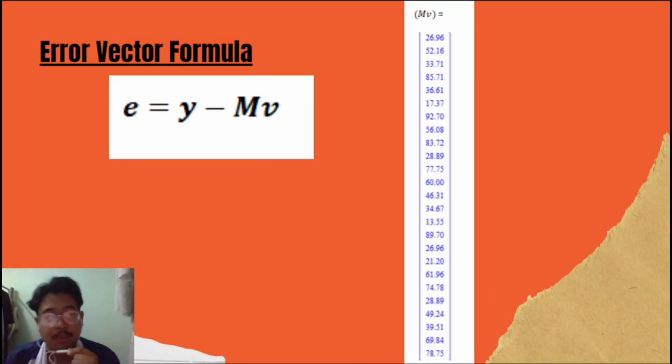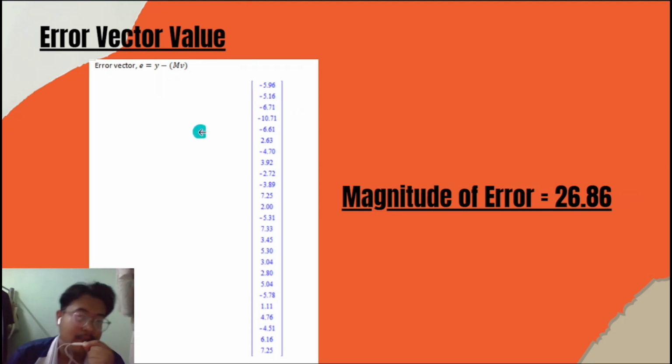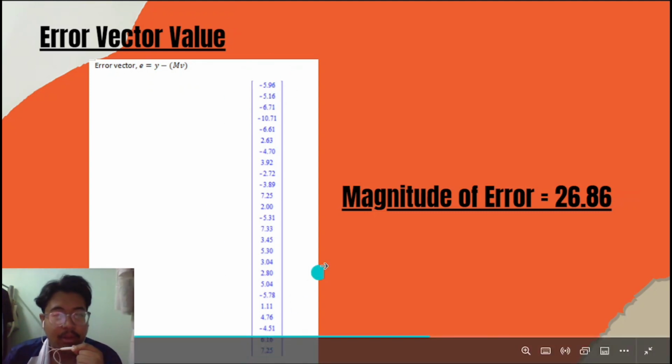So next part is we want to find the error vector for the quadratic model. The formula for the error vector is E equal to y minus Mp. We already have the M matrix value and p value, so we just matrix multiply it. So we got the answer over here on the second photo. And next we just insert the values in the formula. So we got this list of error vector, and the magnitude of the error vector is 26.86.